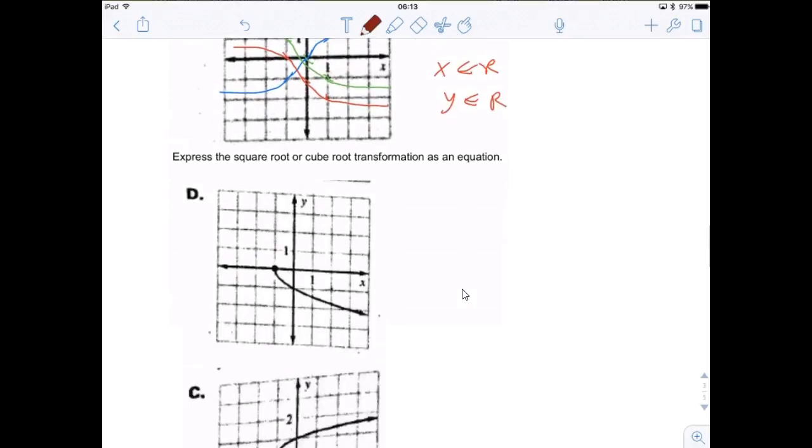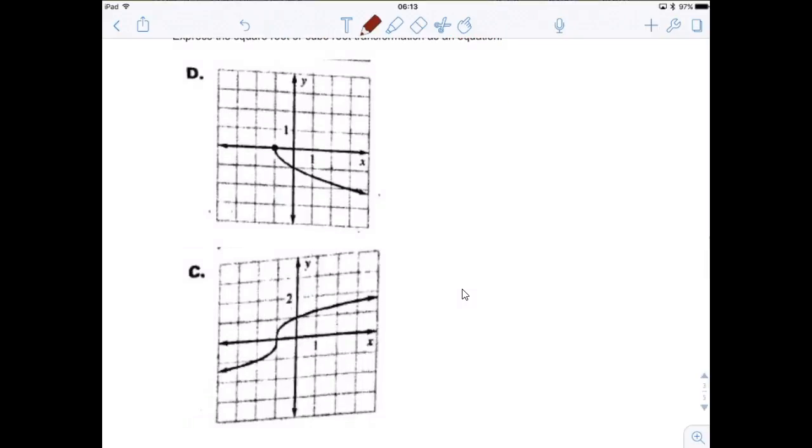Now I want you to see if you can do backwards. Take these graphs and try to figure out what the a, h, and k values for each one are. So figure out what a, h, and k are and come back to the video. So are these the answers you got?